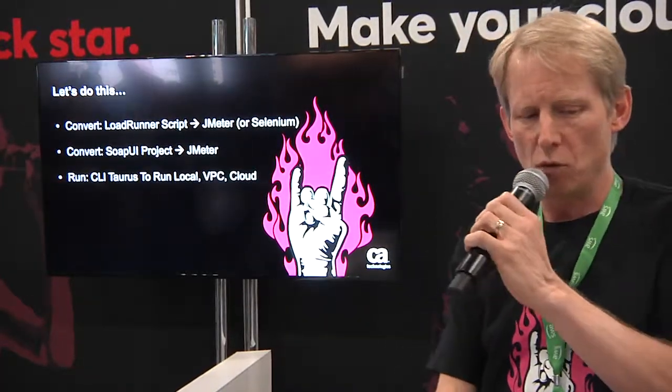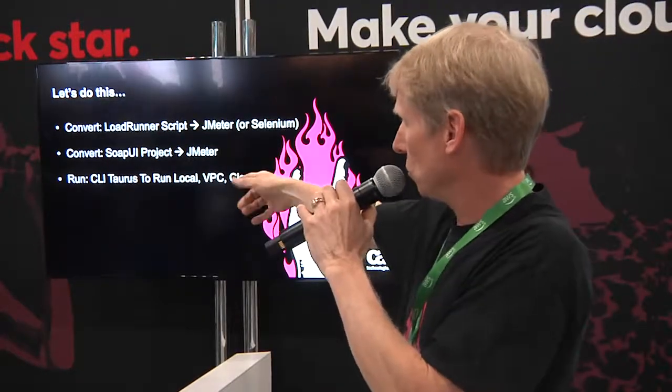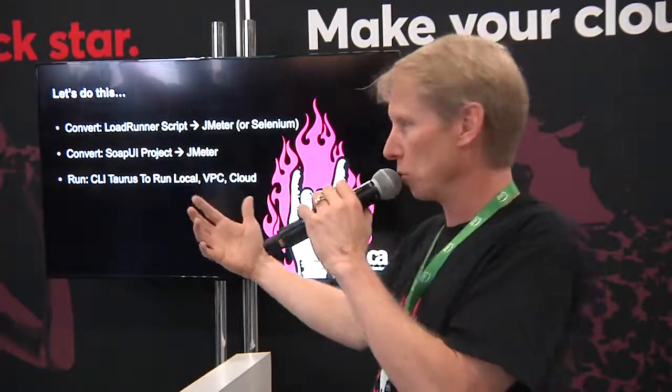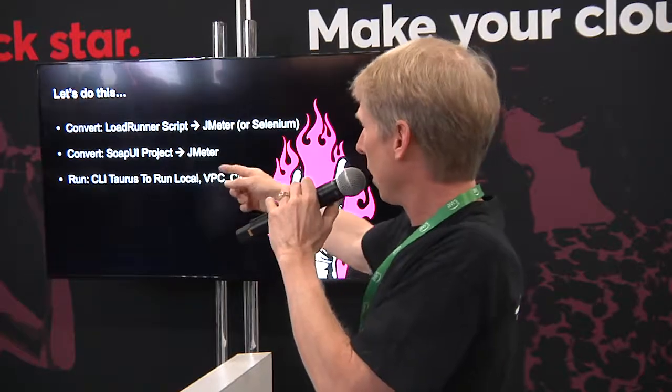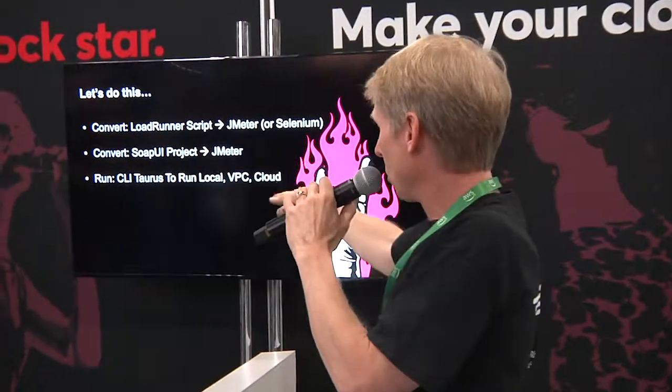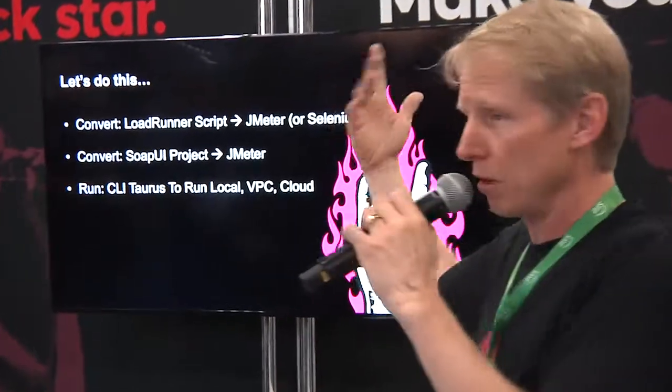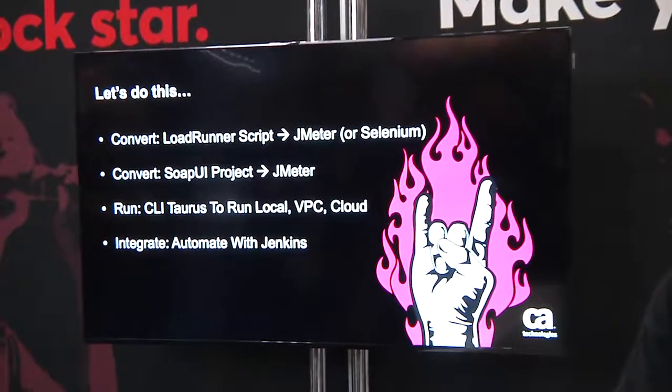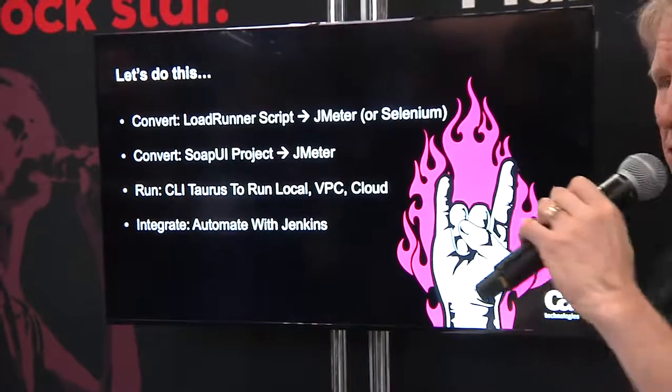Then we'll actually demo running using a command line interface. We'll use Taurus, which stands for Test Automation Running Smoothly. It's an open source tool we gave away that lets you run these human-readable test definitions locally, in a virtual private cloud, or in the cloud. And then finally, we'll take a quick look at how you would integrate this into Taurus.